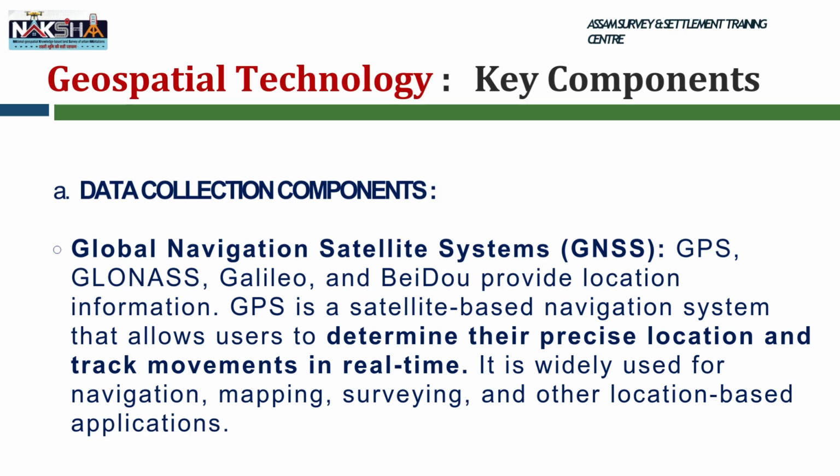Let's start with the first data collection component, GNSS, or Global Navigation Satellite Systems. GPS, GLONASS, Galileo, and Beidou provide location information. GPS is a satellite-based navigation system that allows users to determine their precise location and track movements in real time. It is widely used for navigation, mapping, surveying, and other location-based applications.